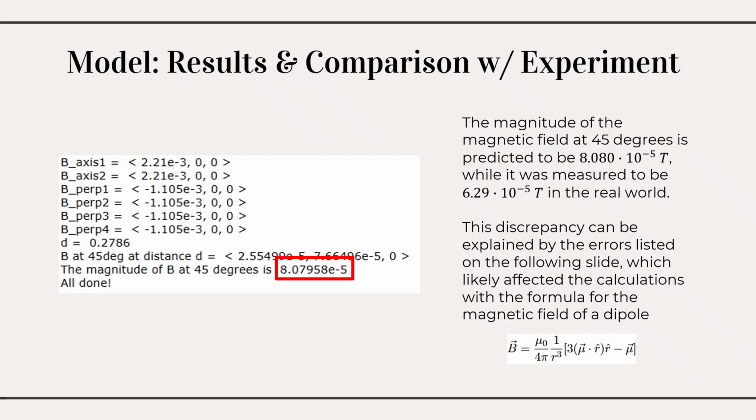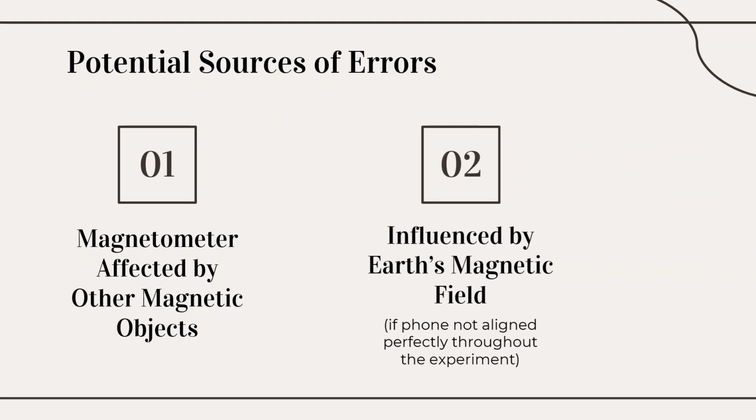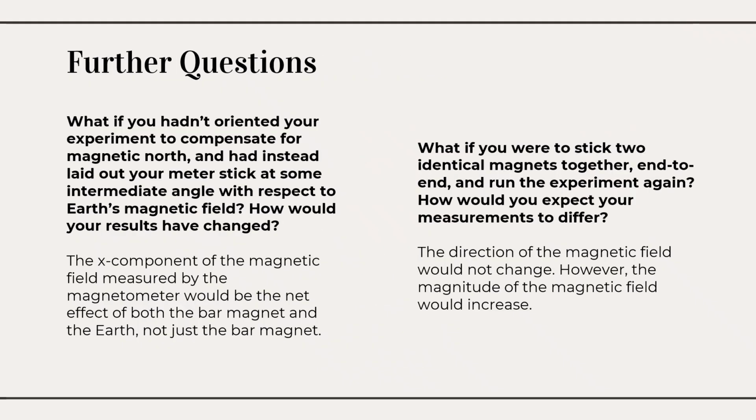And it can be explained by the errors I'll touch on in a second, which affect the calculations done with this formula. So the potential sources of error are that the sensor in the phone was affected by other magnetic objects, such as laptops and surroundings. It might have been influenced by Earth's magnetic field, and of course, rounding in the data analysis.